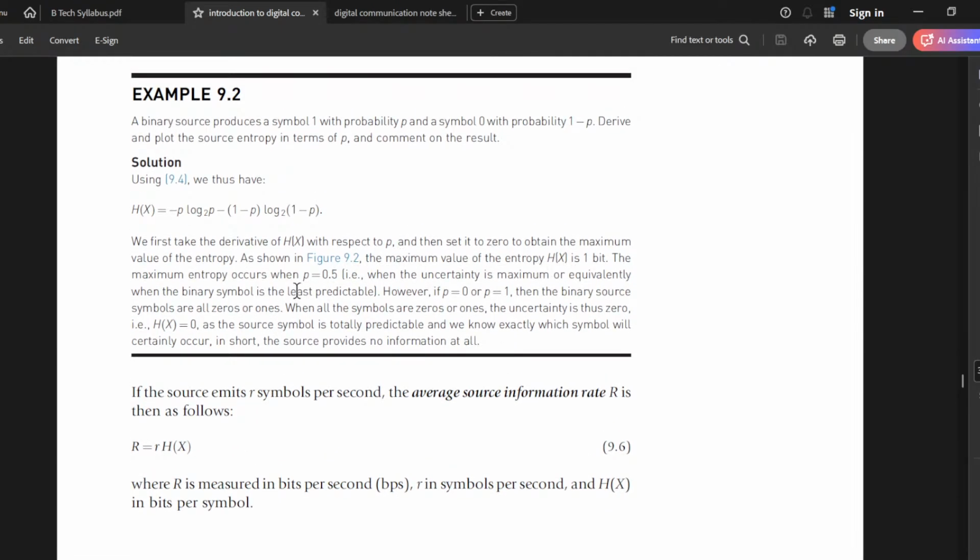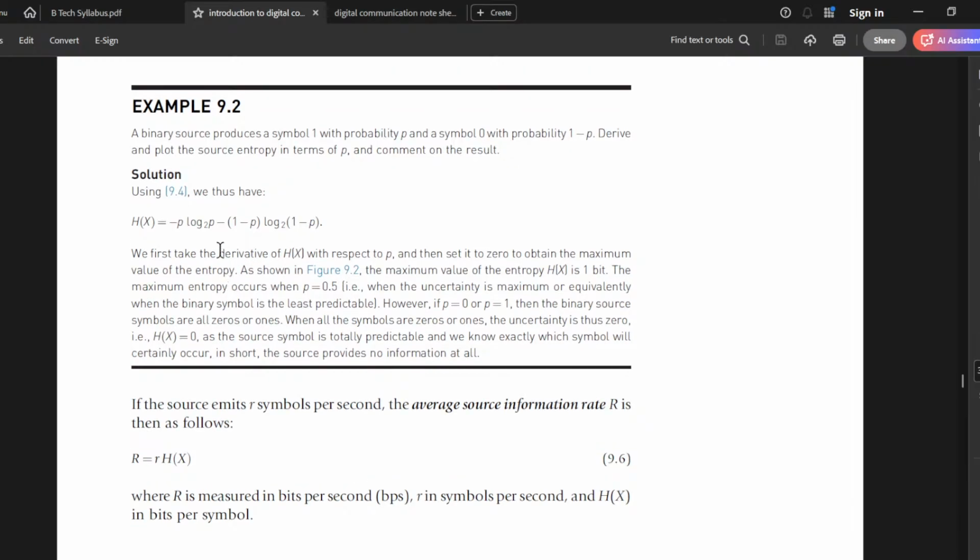The maximum value, as shown, is 1 bit. The maximum entropy occurs when p equals 0.5. So we will put the value of p as 0.5. That is when the probabilities are equal, or equivalently when the binary source is equally likely. However, if p is equal to 0 or 1, the binary source symbols are all zeros or all ones. When all symbols are zeros or ones, the uncertainty is thus 0. That is, H(X) equals 0.